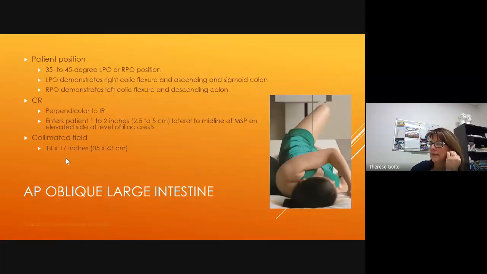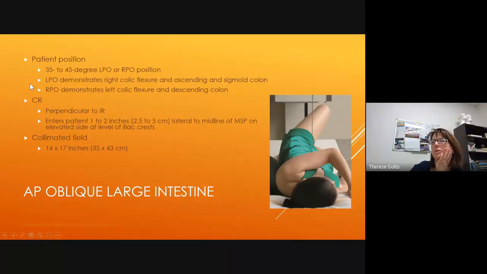Okay, for your obliques. Now you're gonna have a 35 to 45 degree LPO and RPO position. Okay, you're gonna do both obliques depending on how you're doing it, either RAO and LAO or RPO and LPO, okay? We did everybody at 45 degrees, but your part position can be 35 to 45, depending on what you see with your patient when you start taking pictures. Okay, now this is important. You guys are gonna have to remember this.